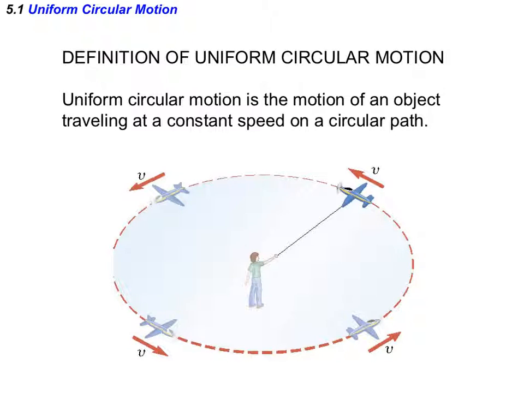Anytime we say an object is in uniform circular motion, we mean that it is traveling at a constant speed on a circular path. Now the key here is that the speed is constant, but because we're in a circular path, we're constantly changing direction. So velocity is not constant, just the speed is. The magnitude of the velocity is constant, but the direction is always changing.